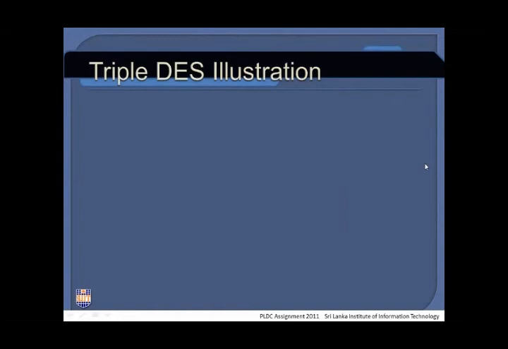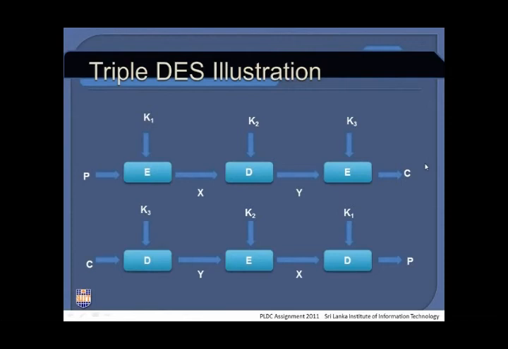As per the formula, we encrypt P using key K1 and decrypt using K2. Again, encrypt using key 3. This combination can differ. Same thing is done when decrypting. In decryption, you may use K3 to decrypt, K2 to encrypt, and decrypt using K1. Here, since we run 3 times, the effective key length becomes 168 bits.